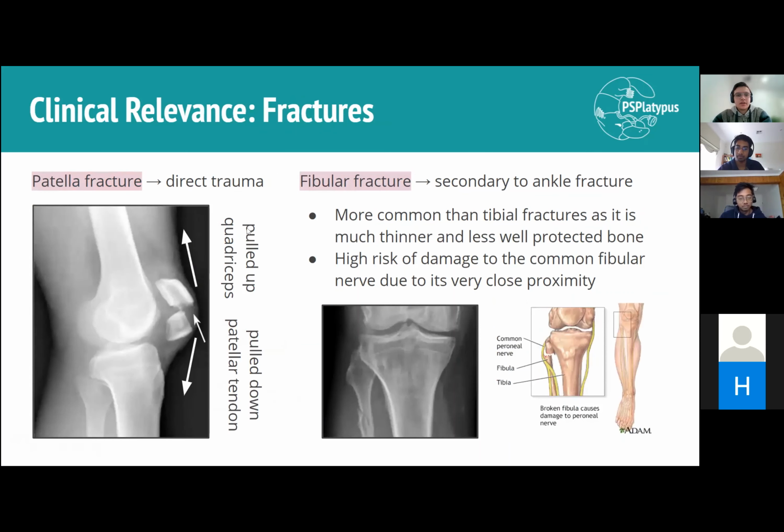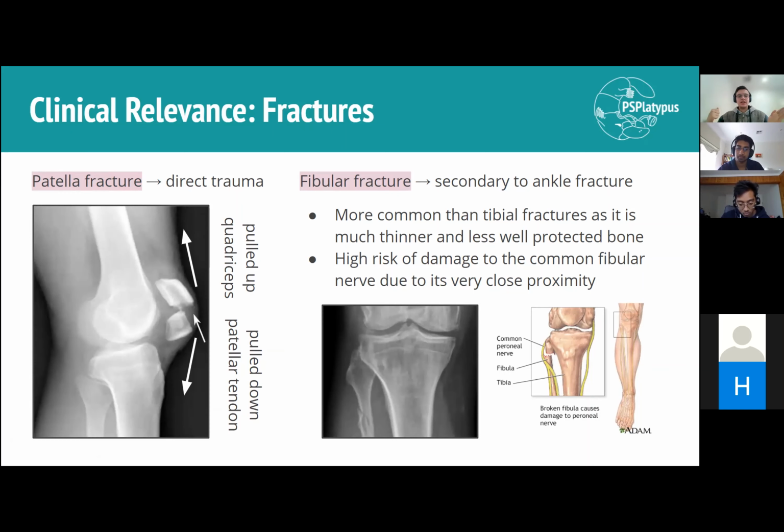Okay, finally, on to a bit about clinical relevance. We'll talk about fractures first, so we're thinking about bony structures. Patella fractures are very straightforward. With the patella, you can have all these different types of fractures happening. Depending on how traumatic the experience was, it can cause the entire patella to break up into all the different fragments, and so it's unpredictable what will happen with those fragments.